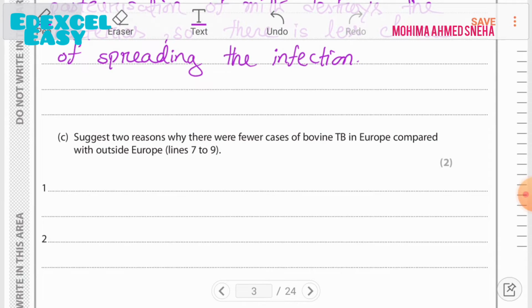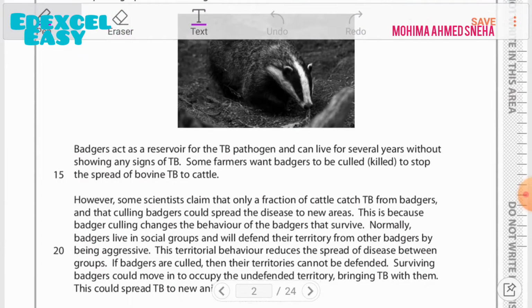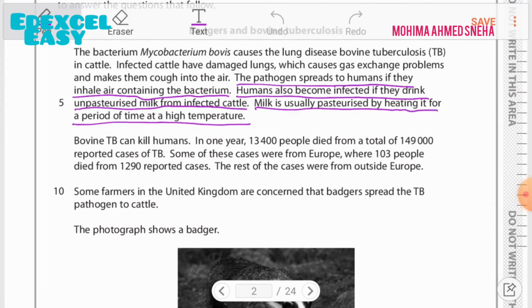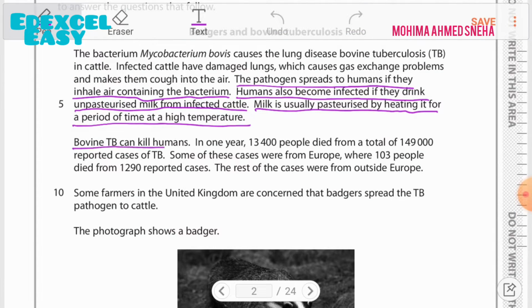Part C suggests 2 reasons why there were fewer cases of bovine TB in Europe compared with outside Europe. Lines 7 to 9. Bovine TB can kill humans. In 1 year, 13,400 people died from a total of 149,000 reported cases of TB. Some of these cases were from Europe, where 103 people died from 1,290 reported cases.